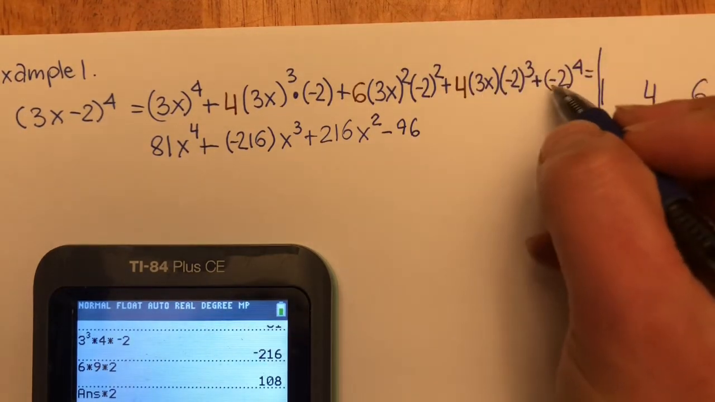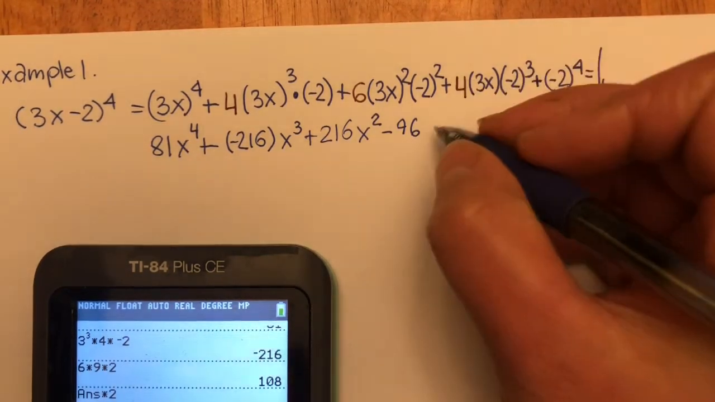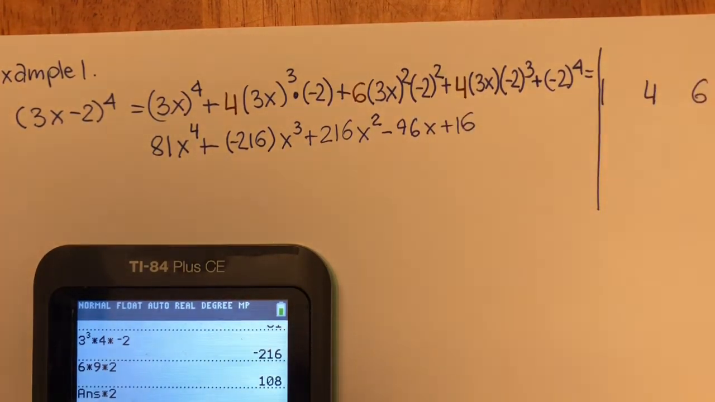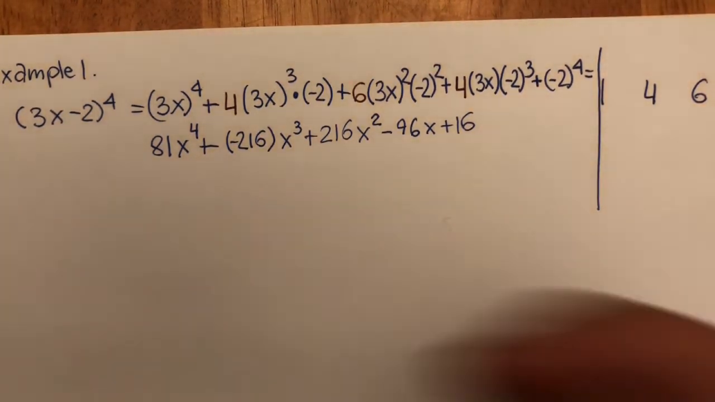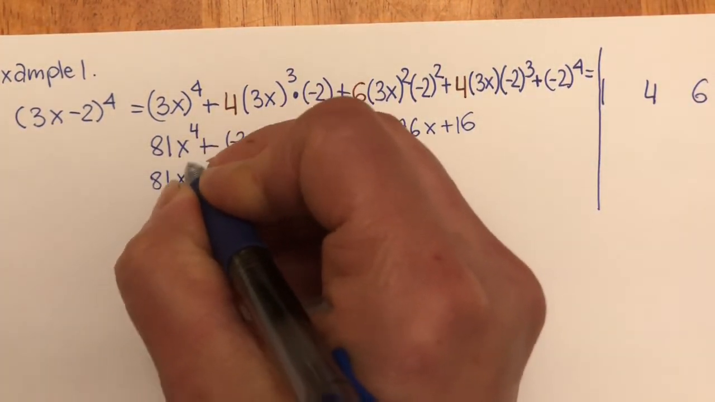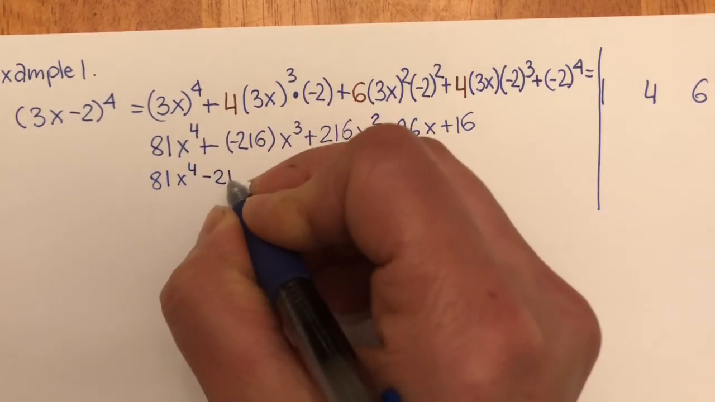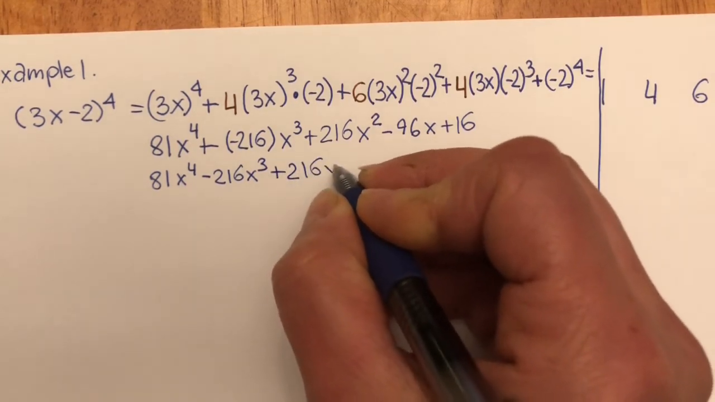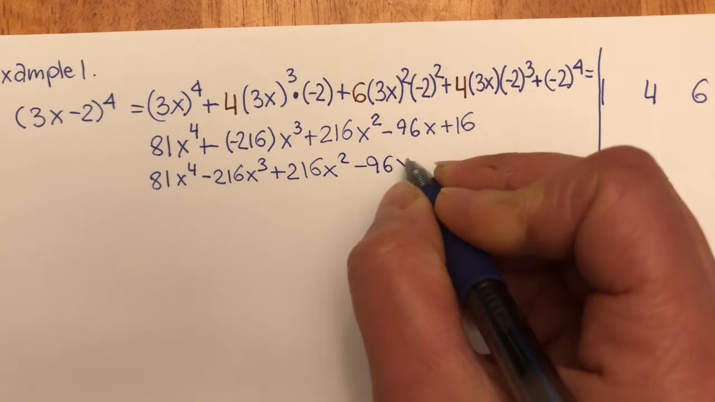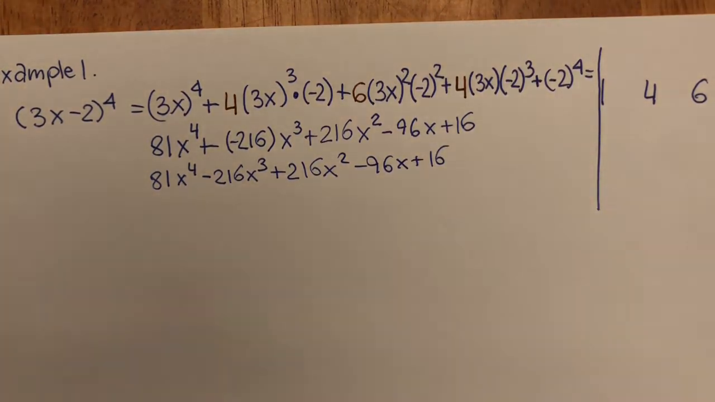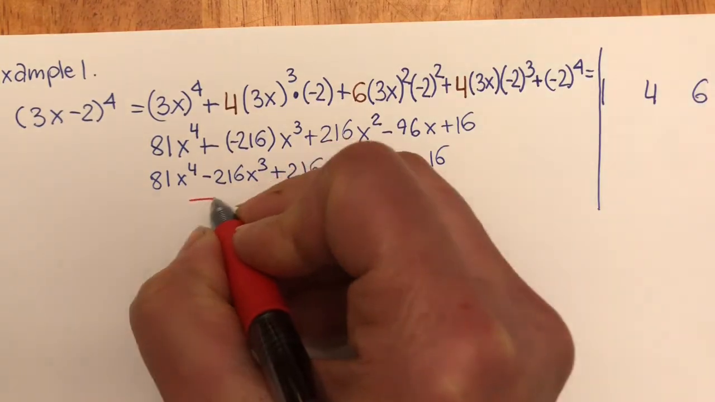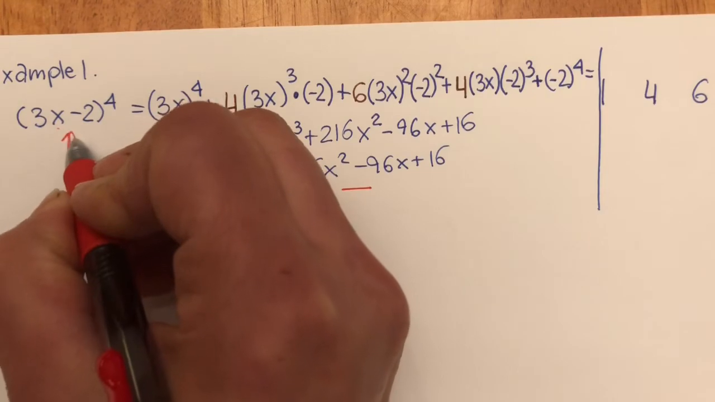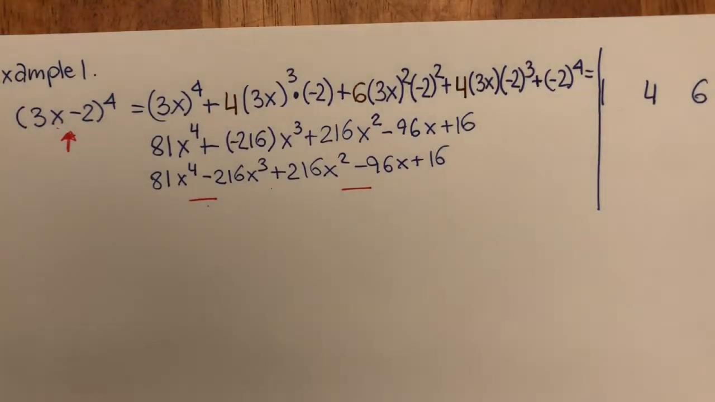And then this one, I have negative 2 to the power of 4. That is positive 16. All right, it looks like I have my answer. So this is going to be 81x to the power of 4 minus 216x to the power of 3 plus 216x squared minus 96x plus 16. I want you to see what happens with the signs. Positive, negative, positive, negative, positive. This is the pattern that will be followed if you have a negative sign right there.